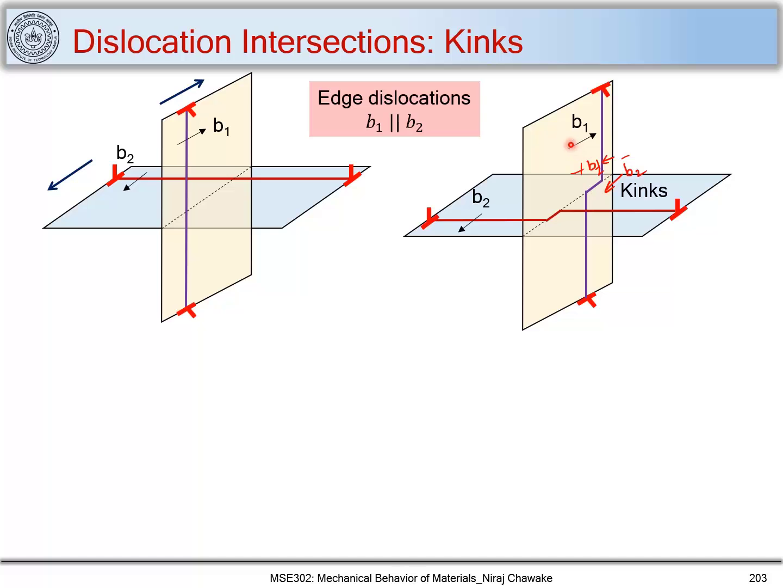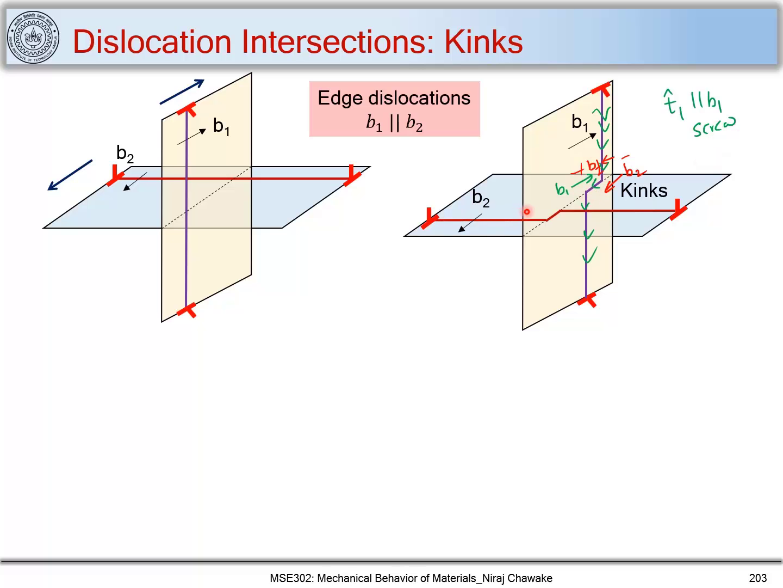Let's find out the nature of the kink formed on this B1 dislocation. To do that, we find out what is a tangent vector. So we have tangent vector varying in this way. And what's the Burgers vector? The Burgers vector will remain invariant for this, so it will be along this direction only. So we have tangent vector T1 which is parallel to Burgers vector B1, and thus this kink has a skew nature.